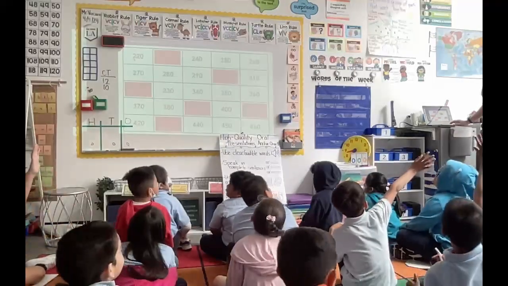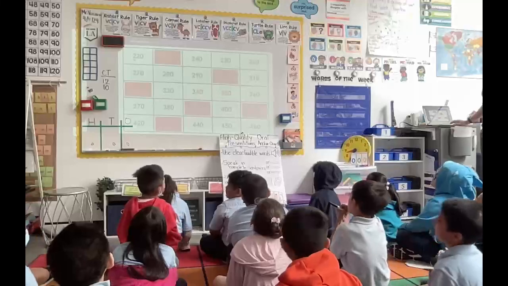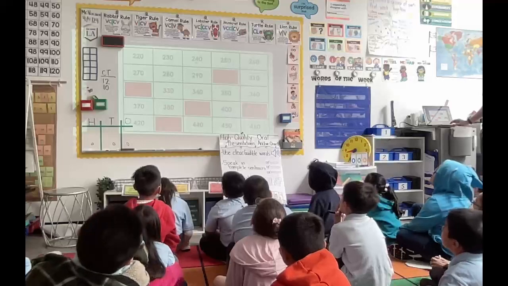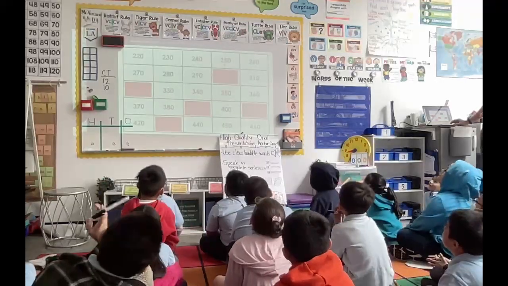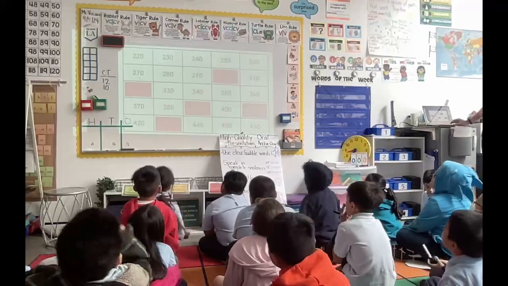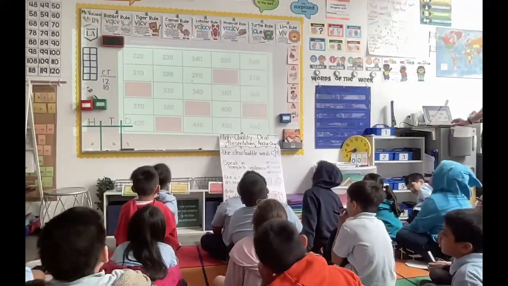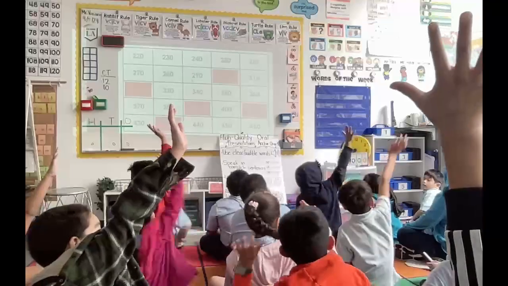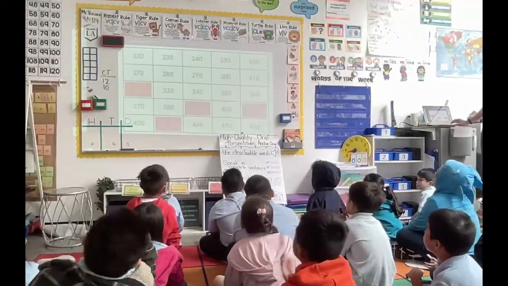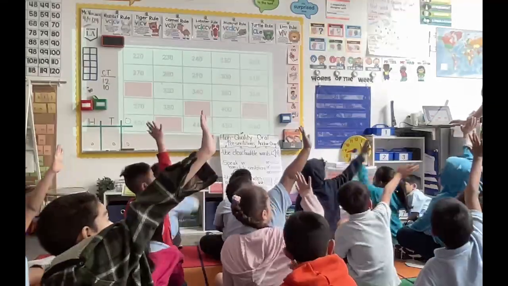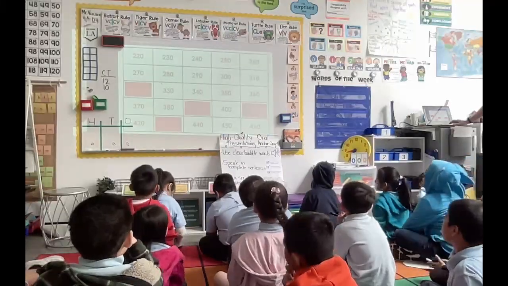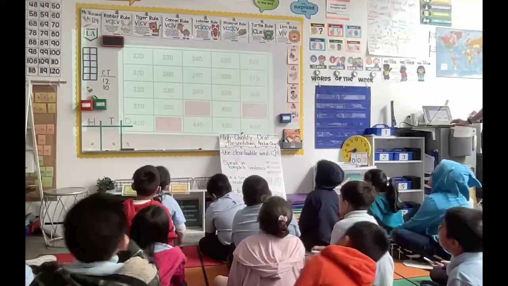220. Delaney. 230. What'd she say? 230. Keep going. 240. 250. 260. 270. 280. 290. Liam? 300. What'd he say? 300. Keep going. Anna Ruby? 320. What'd she say? 320. Keep going. 330.